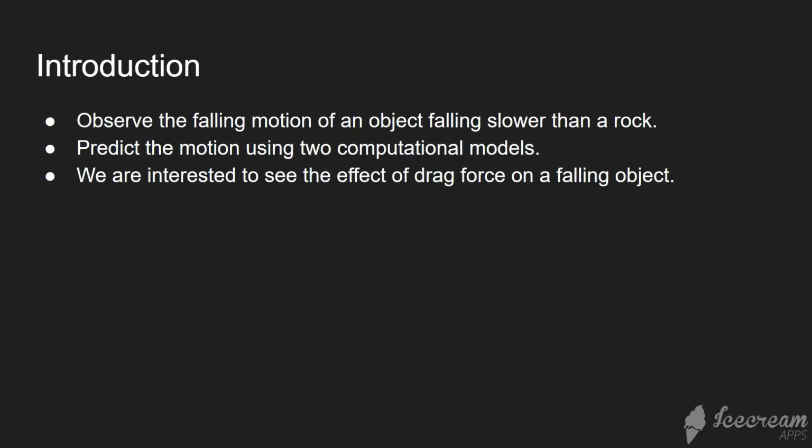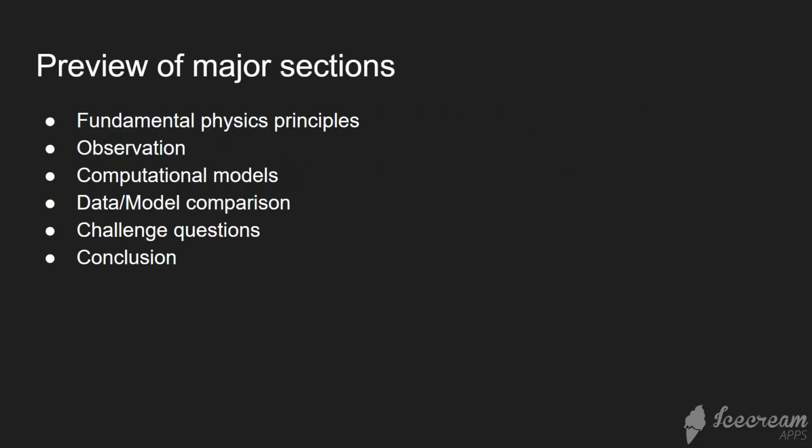Lab 2. In this lab, we are going to observe the falling motion of an object falling slower than a rock, then predict the motion using two computational models. We are interested to see the effect of drag force on a falling object. Here's the preview of major sections.